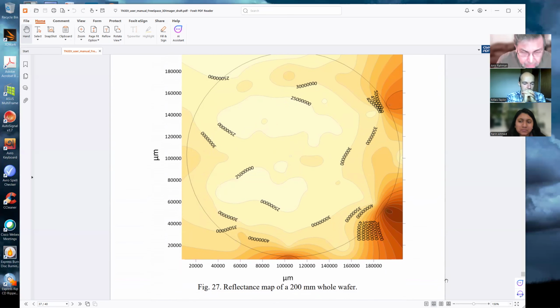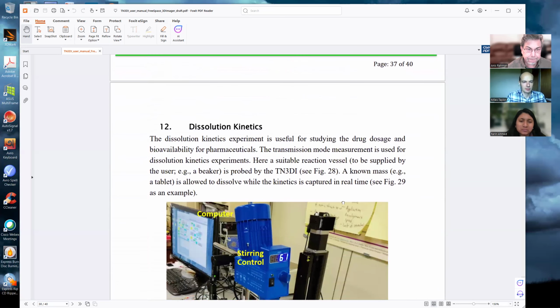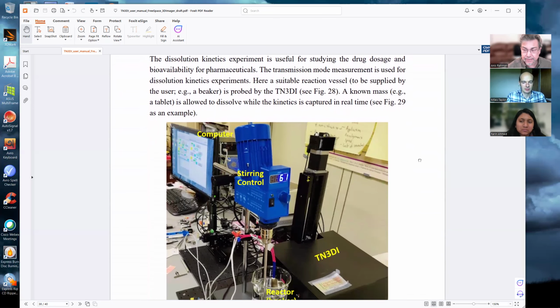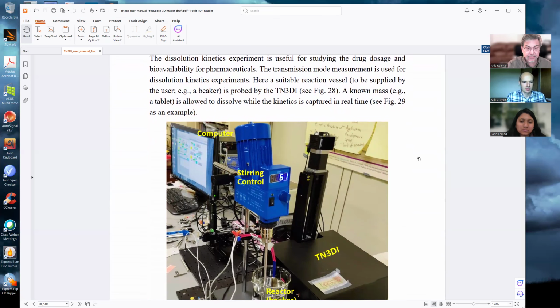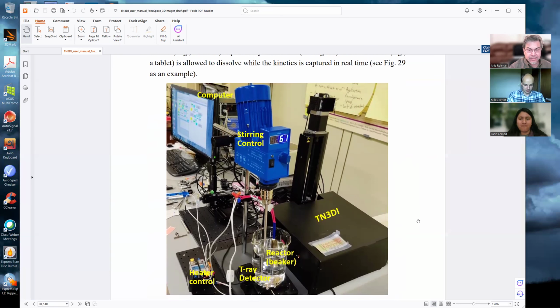Okay. The other thing is measurement of kinetics. Kinetics is a generic name. Any property when tracked as a function of time is kinetics. What I'm showing here is just the experimental arrangement. This is the box for the T-ray source and detector, etc.